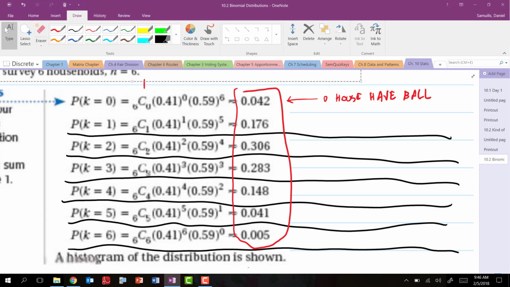Well, there's only a 41% chance that an individual house has a soccer ball. So all 6 having a soccer ball is pretty low. That's why it's less than 1%. 0.005 is a 0.5% chance that all 6 have one. All right? Okie dokie. I'll pause for a second to let those who want to write this down.